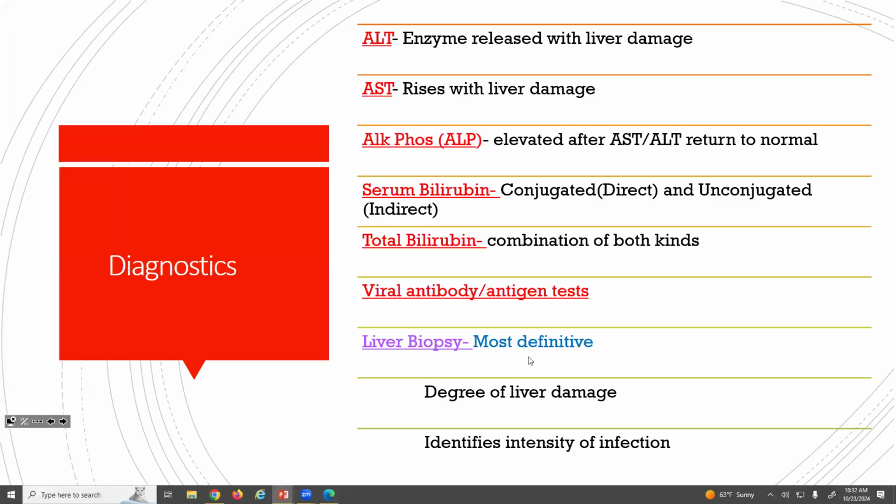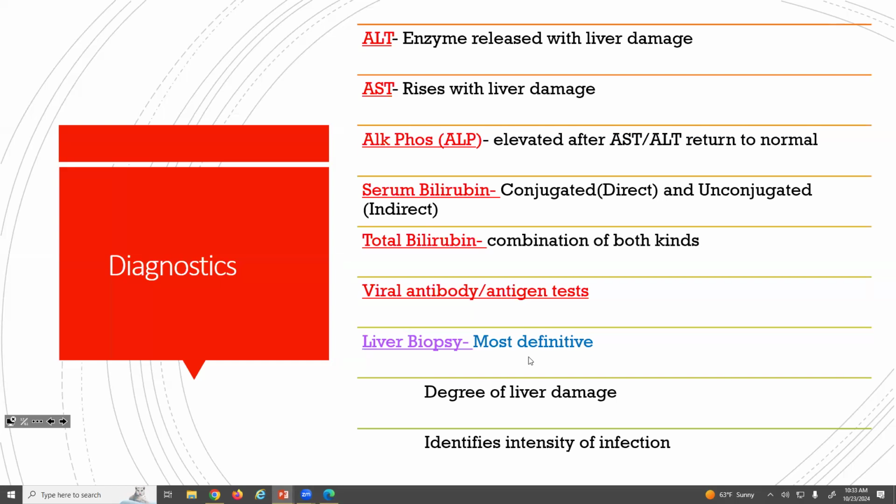So what things are we going to see and how are we going to diagnose this? Your ALT, okay, that's your enzyme that's released when you have liver damage. Your AST also is going to elevate, right? This is for all types of hepatitis. Yes, because it's all causing some of the same thing, right? Your liver inflammation and damage to the cells. ALP, okay, this one you see a little bit after the AST and the ALT return to normal. So this one takes a little bit longer before you start to see that change.